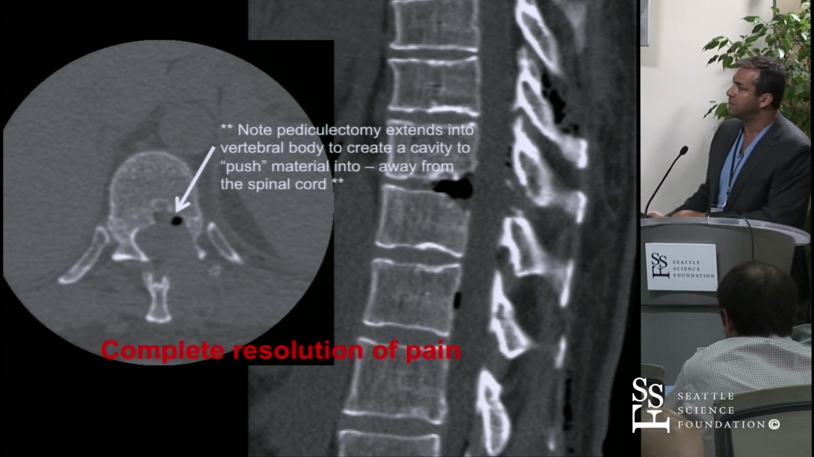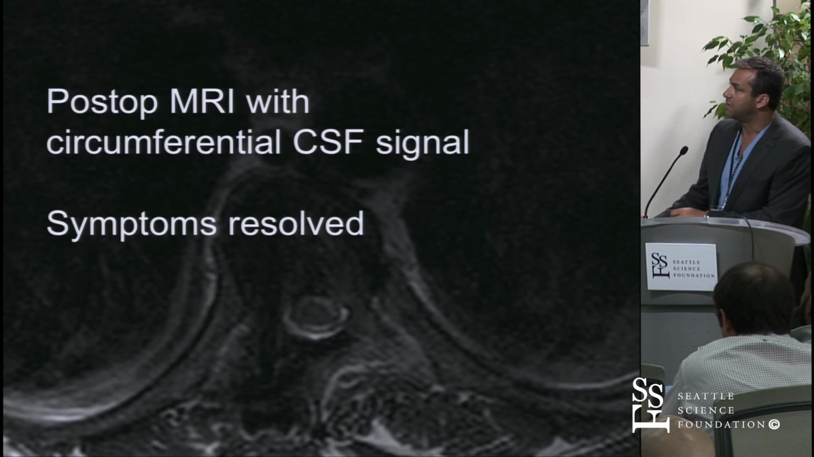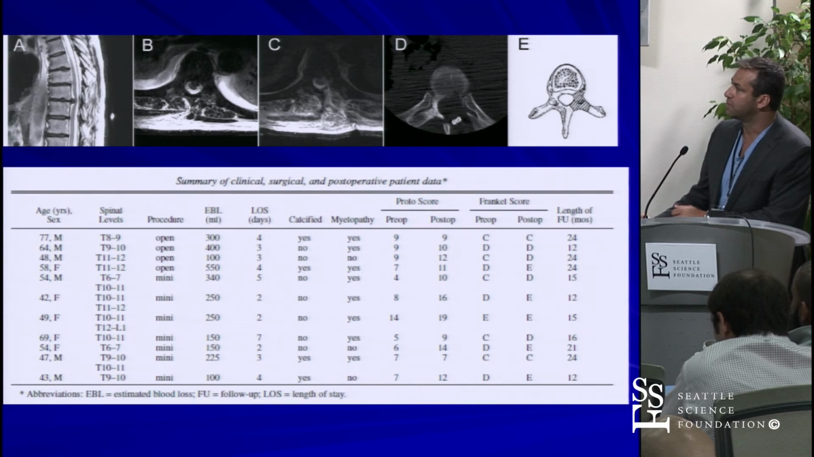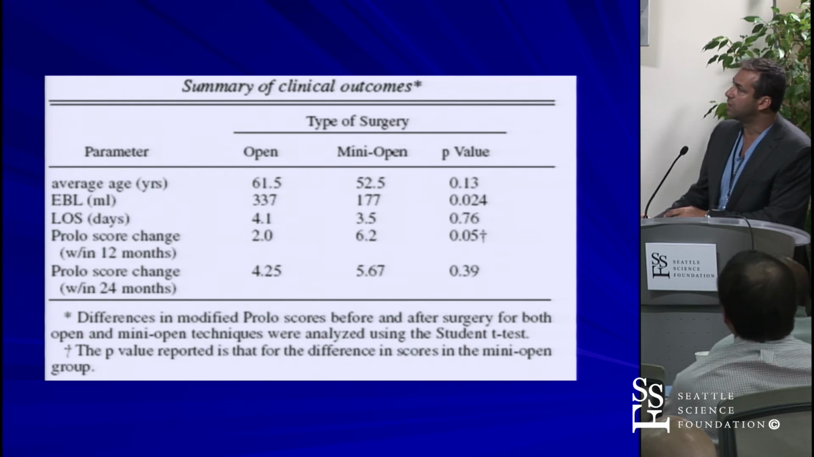And you can see I actually left a small portion of the lateral pedicle. Not that it was on purpose, but I was able to see it relatively quickly early on, and similar can be done for paramedian soft discs. You can see post-op, the CSF is now surrounding the cord. Symptoms dramatically improved.